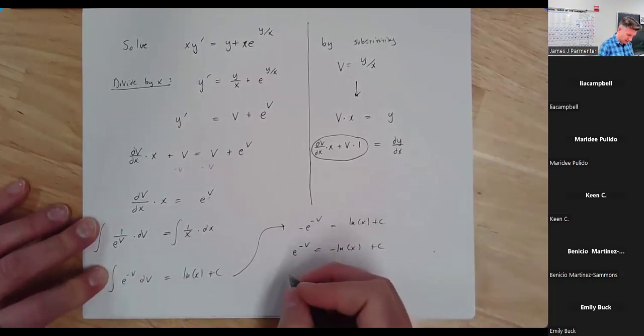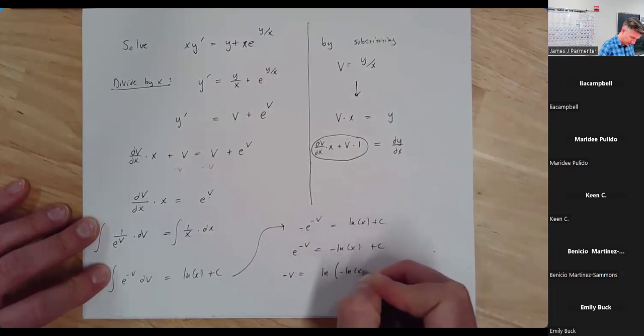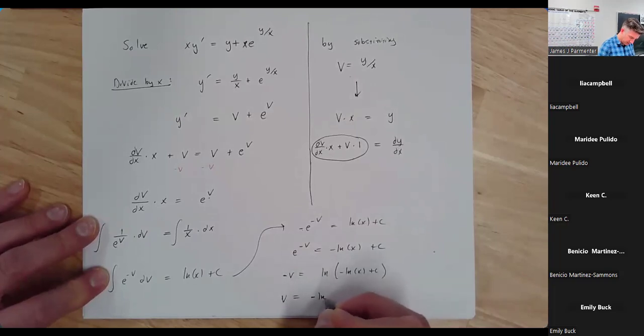Take the natural log of both sides, which is kind of grody. You get negative v equal to the natural log of the negative natural log of x plus c. And then multiply both sides by -1 again. You get v equal to the negative natural log of the negative natural log of x plus c.